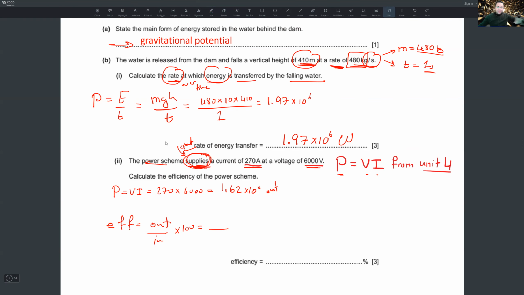The whole question: this is a power station. It takes gravitational potential energy and converts it to electrical energy. So whatever we calculated here is the output.